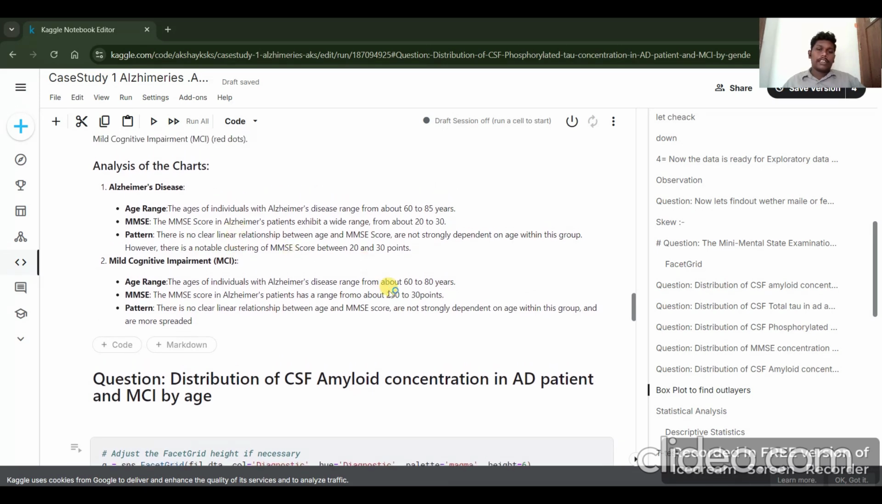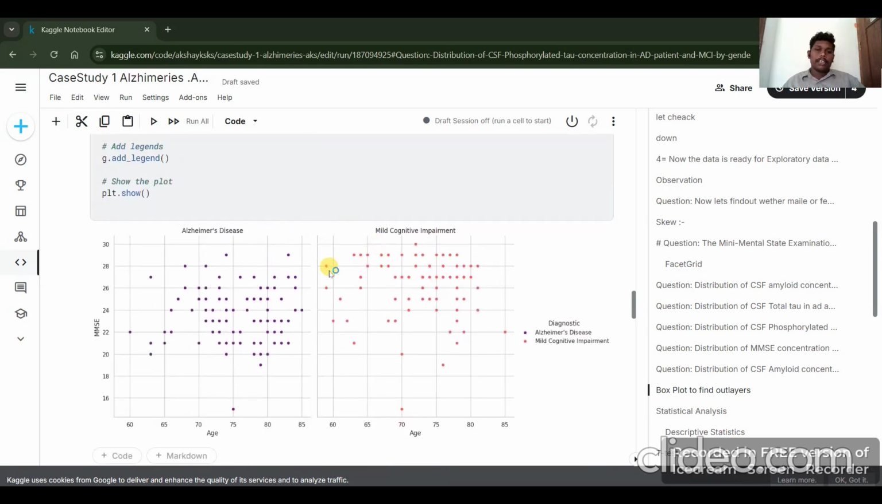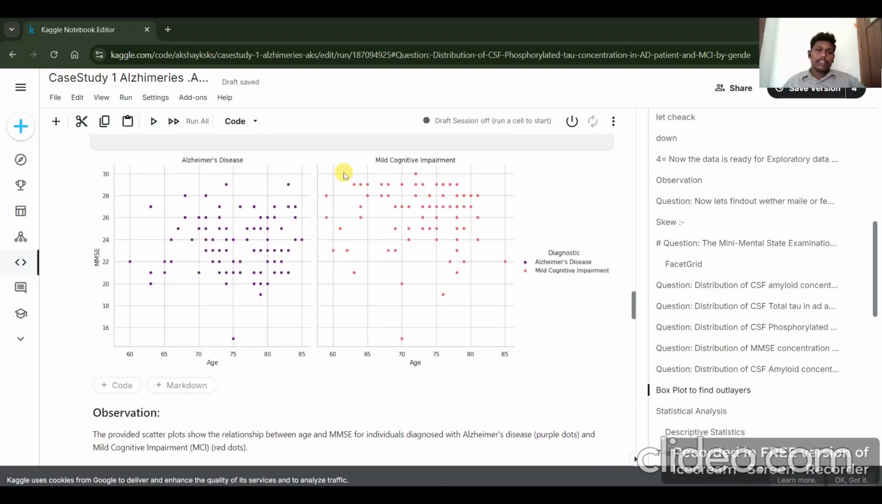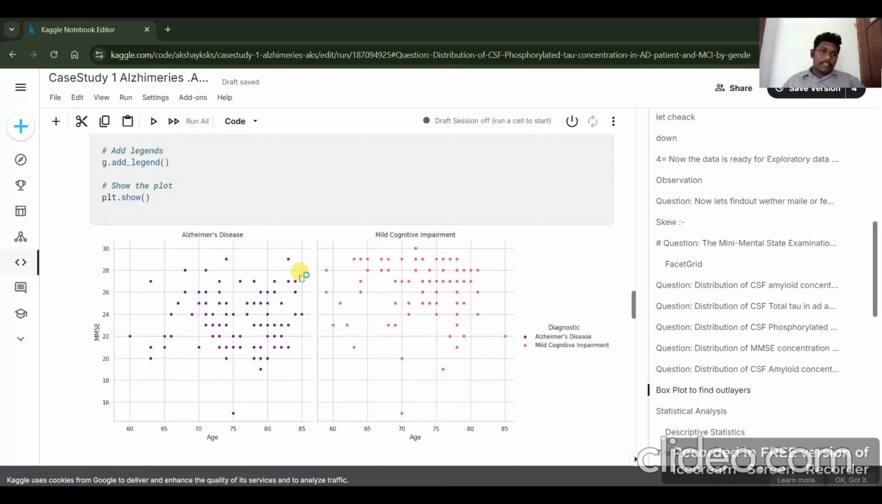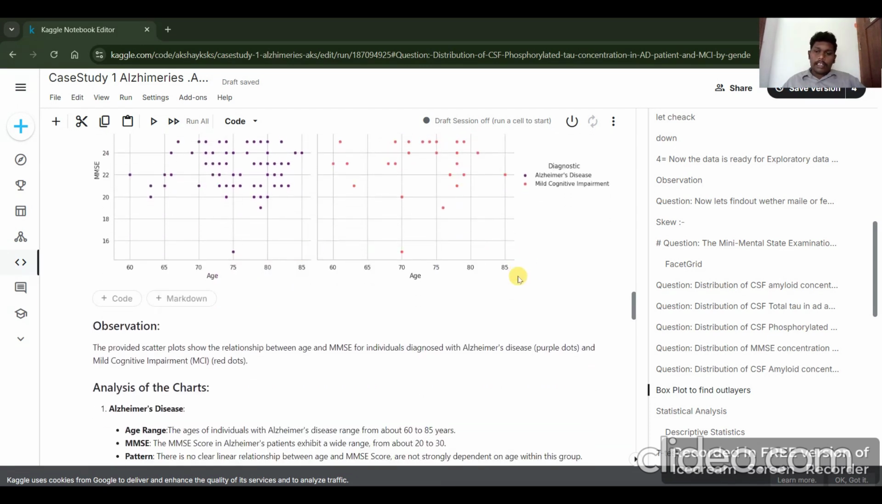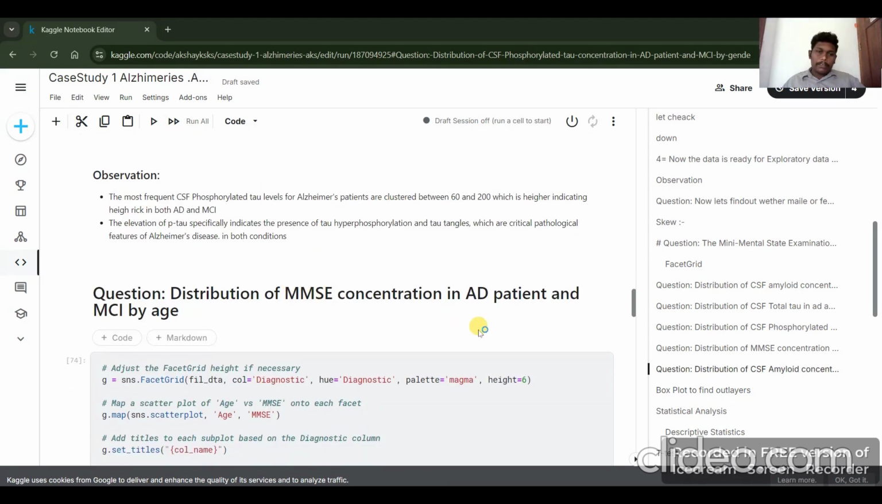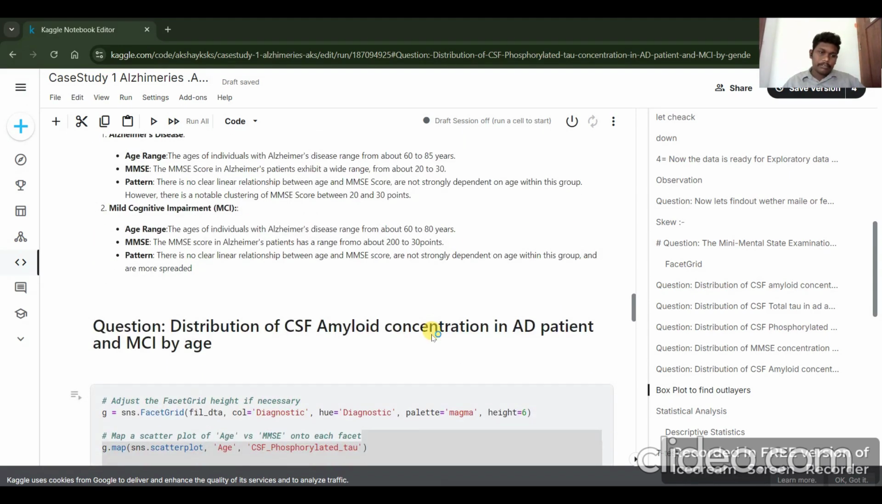MCI is 60 to 80. MCI 60 to 80. This range and this range is 20 to 30, and here this is the observation of the MMSE concentration, Alzheimer's percentage, disease.